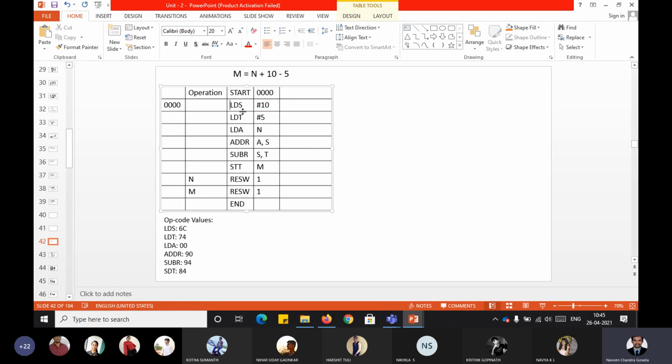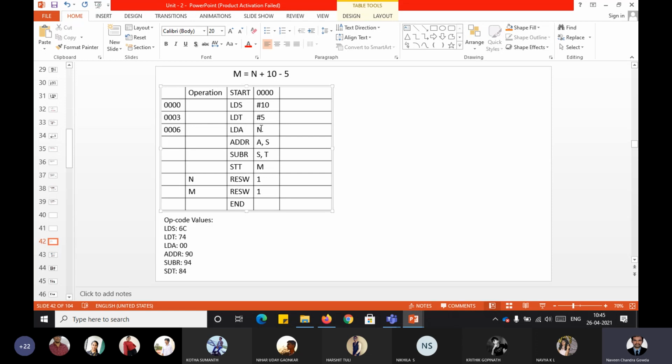As of now, you can observe these are the instructions which do not have any plus for the opcode. So they belong to format 3 only, for which you need to allocate 3 bytes. When you allocate 3 bytes to this instruction, the next address would be 0003. Again, this is format 3, for which you need to allocate 3 bytes, so it will be 0006.